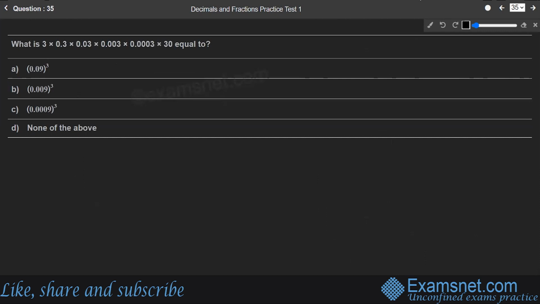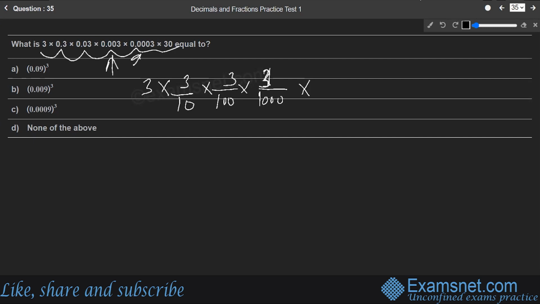Now, we are supposed to solve 3 into 0.3 into 0.03 into 0.003 and so on. Instead of direct multiplying, we can convert all these numbers so that the numerator is 3. So 3 is written as 3, 0.3 as 3 by 10, 0.03 as 3 by 100 by shifting the decimal, 0.003 as 3 by 1000 with the decimal shifted 3 places, and 0.0003 as 3 by 10,000 with the decimal shifted 4 places, then multiplied by 30.